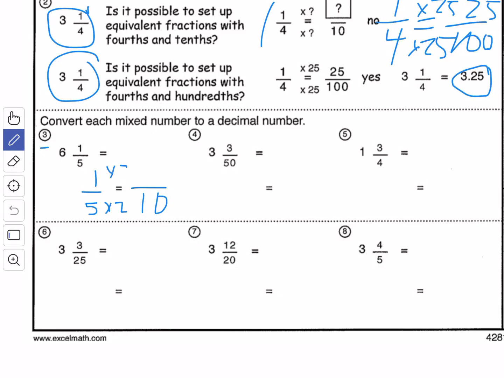So I have to multiply the numerator by the same number. 1 times 2 is 2. So 1/5 is equal to 2 tenths. Therefore, 6 and 1/5 is equal to 6.2. You write that up there next to the equal sign as the answer. Okay, why don't you try number 4 and see if you can get that one right. Pause the video, turn it back on once you have some sort of a solution, okay?